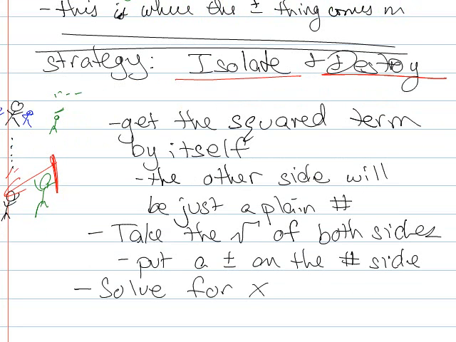Okay, so that's the strategy. You're going to get only square terms on one side. The other side will be just a plain number. Take the square root of both sides, put the plus or minus on the other side, solve for x, and you're good to go.